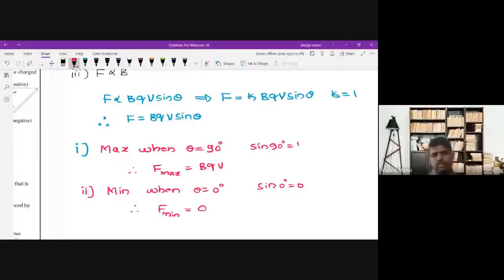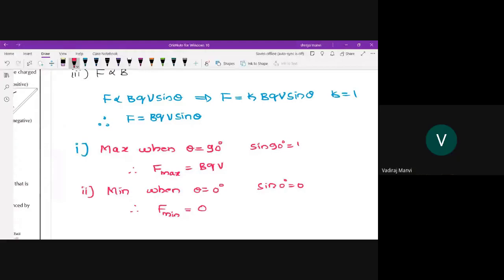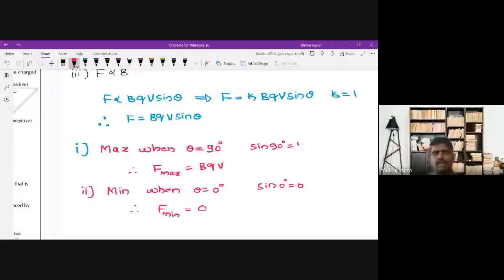They have asked for 2 marks a number of times. Either they will ask you derivation for 3 marks, or they ask when the charged particle will experience maximum and minimum force. Remember, don't simply write theta 90. You have to write in words that a charged particle, when it moves perpendicular to the magnetic field, is going to experience maximum force. Whereas when it moves parallel or anti-parallel, parallel means theta 0, anti-parallel means theta 180. In both cases, sin 0 or sin 180 is 0, therefore force is also minimum.